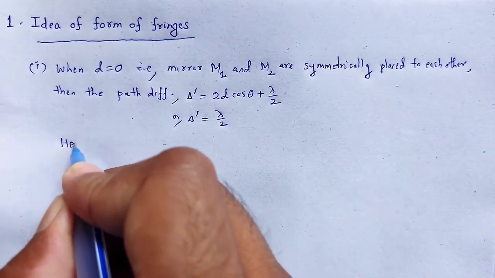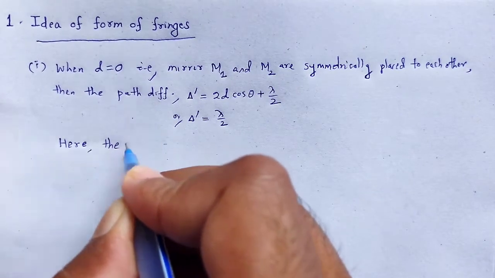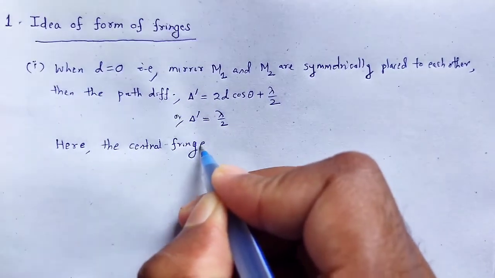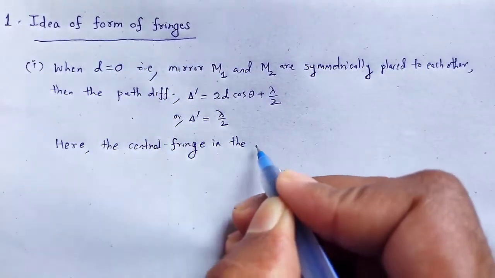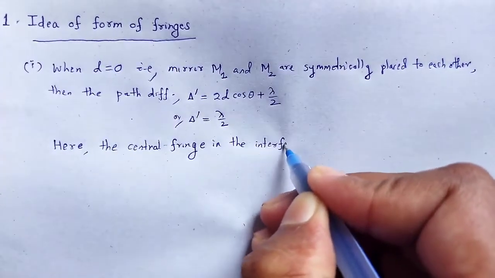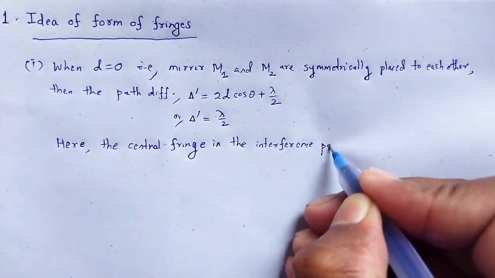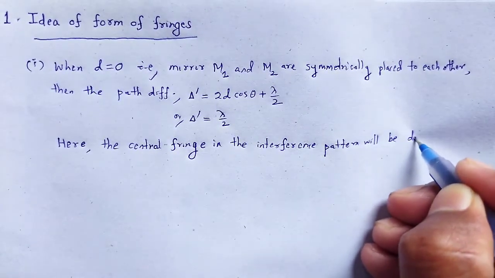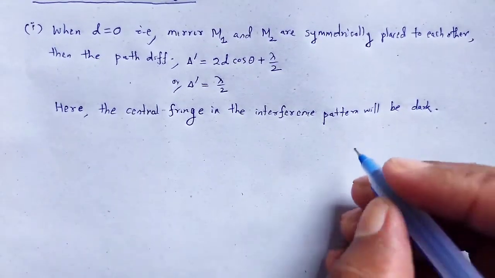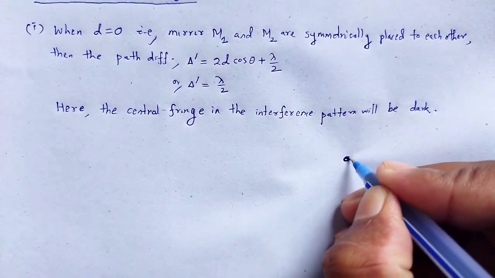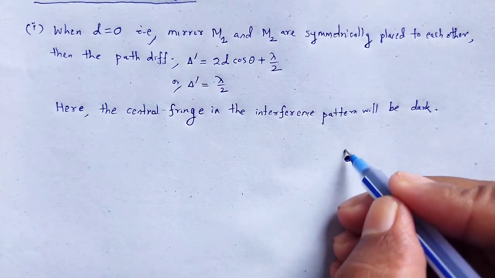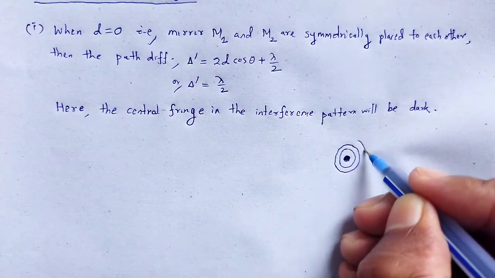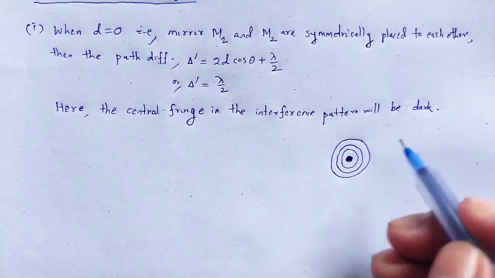Here the central fringe in the interference pattern will be dark, and the interference pattern looks like this. Here is the central fringe which is dark, then alternate dark and bright fringes are obtained. Okay.